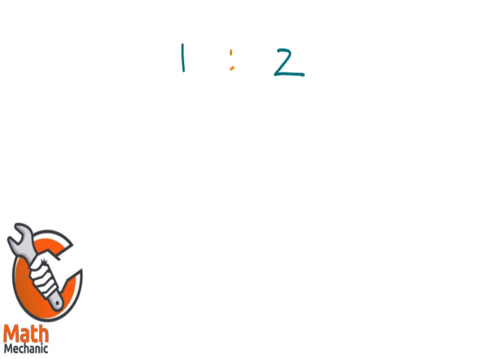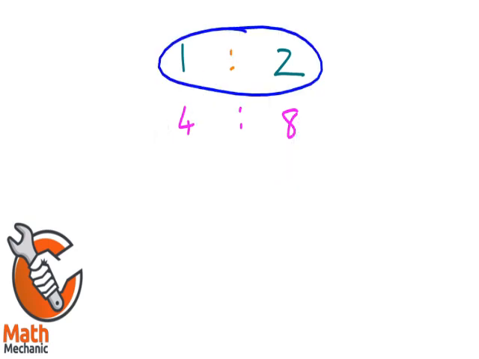Now this means if, for instance, the boys go up to 4 in the room, then the girls will go up to 8, so that the ratio is still 4 to 8. Now how do we get there? We literally take that and we can write it as a fraction. We write it as 1 over 2.